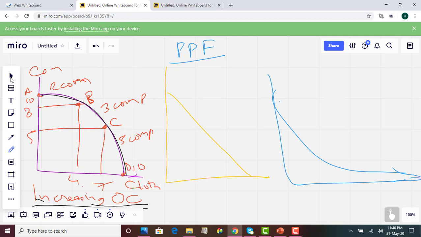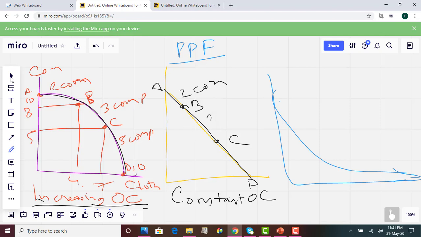Now, if it's a straight line, that means we have a constant opportunity cost. The opportunity cost is not increasing. So let's say point A, point B, C, and D. The opportunity cost, let's say, is 2 computers, 2 computers, and 2 computers. So it remains fixed. If we move from point A to point B, the opportunity cost is 2 computers. If you move from point B to C, the opportunity cost is 2 computers.